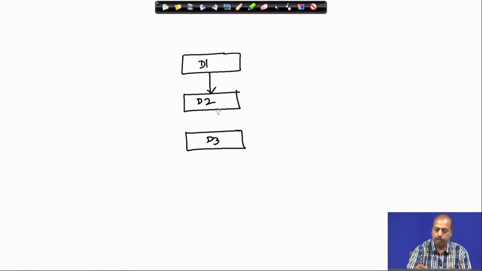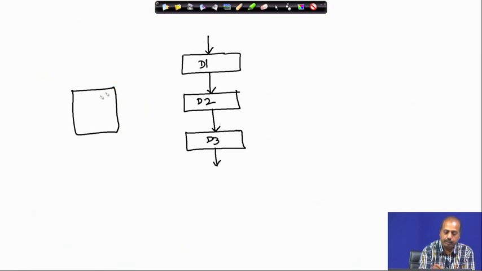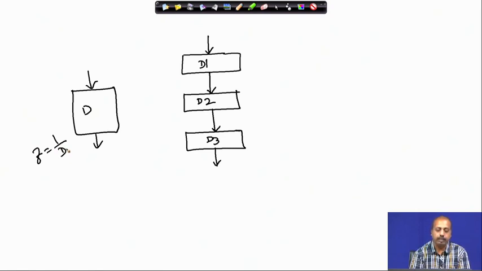So the original block of delay D is divided into 3 modules like this. Previously we had a single module with a delay of D and the inputs were coming to that. If the delay is D, you can operate this module at a frequency f equal to 1 by D. After every D time unit, the input data coming here will be available at the output.